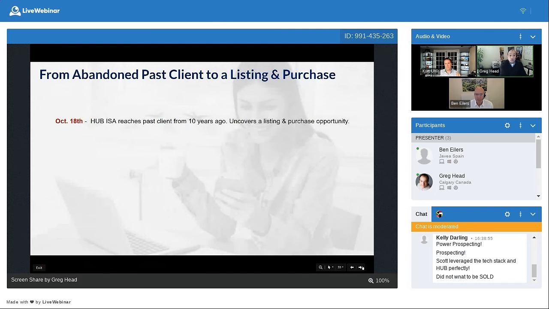So it's more important than ever that we are engaging and keeping in contact with our past clients. So in this example, real quick, August 18th, a lead from 10 years ago gets reached by the hub ISA. Turns out they're actually considering listing and buying a new home.